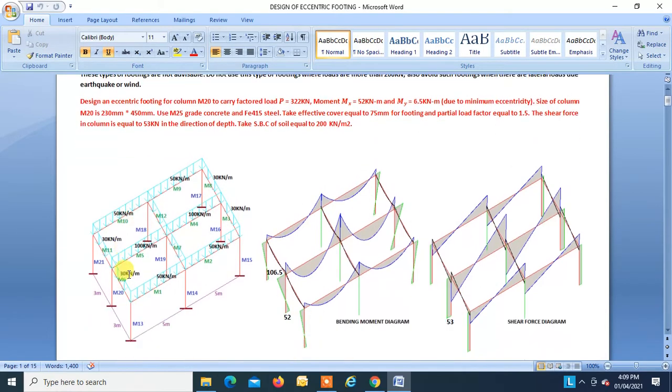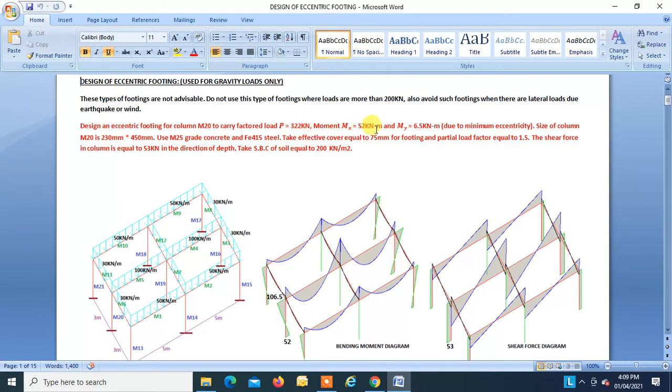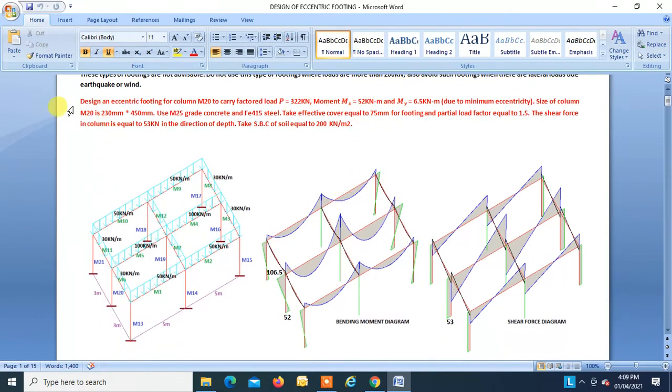Okay, so from this analysis, these are the results which we have obtained. Design an eccentric footing for column M20 to carry the factored load. P is equal to 322 kilonewton and moment Mx is equal to 52. This is the bending moment diagram. This is the moment at the base of the column. This is 52 and this is clockwise. And My is 6.5, in this direction, that is due to the minimum eccentricity.